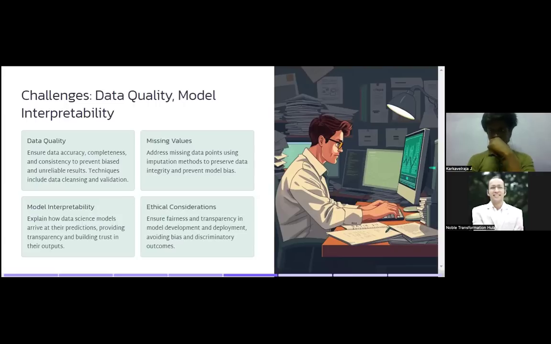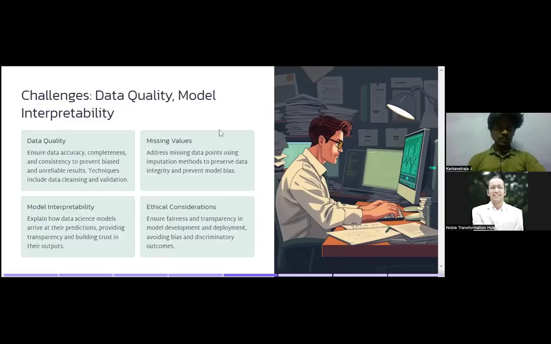So these are the challenges, guys, because you might even lose your job. Data quality, missing values, interpretability, and ethical considerations are very, very crucial in data science. So let's move to the other slide.